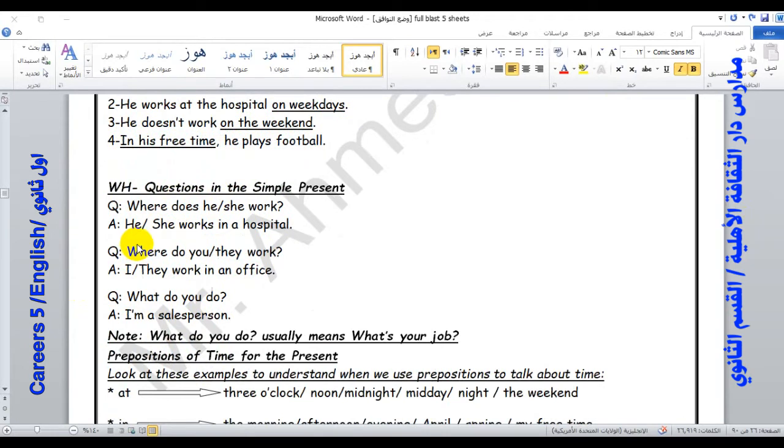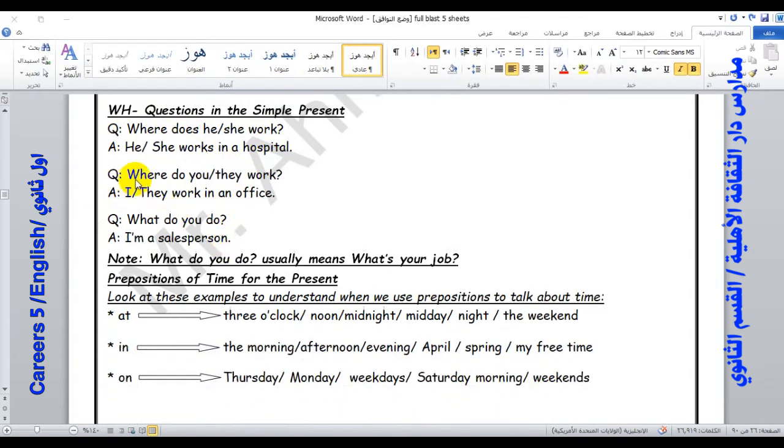What about the double-edged question in the simple present? Look at these examples. Where does she work? Or where does he work? This is a question, this is the answer. He works in hospital or she works in hospital. Question 2, where do you work? Or where do they work? I work in an office or they work in an office.